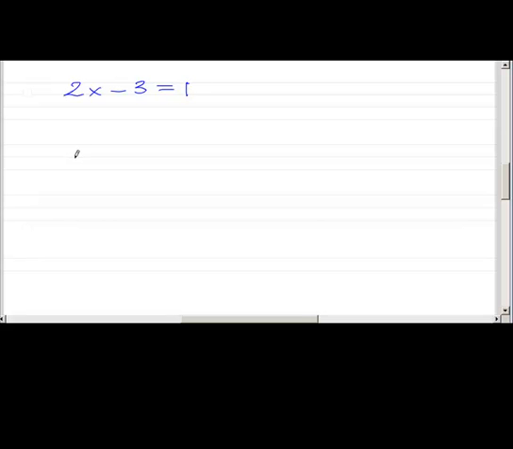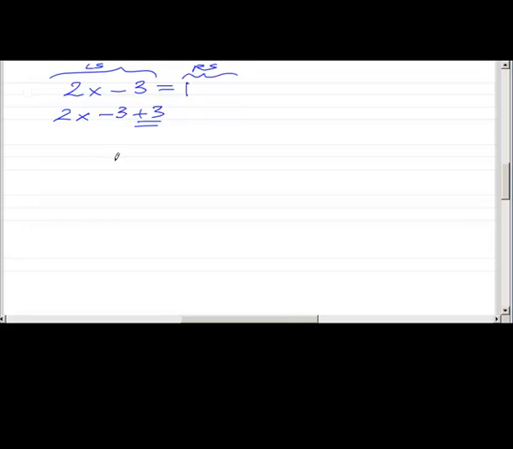Basic equation. First thing you want to try to do is get the variables, in this case x, on the left side, and everything else on the right side. So what we're going to do first is rewrite 2x minus 3, plus 3. What we're doing here is adding 3 to this side of the equation. We can call this the left side, and the right side.